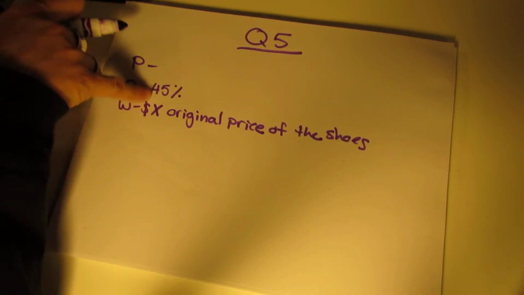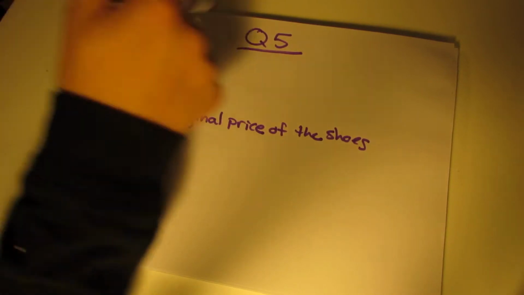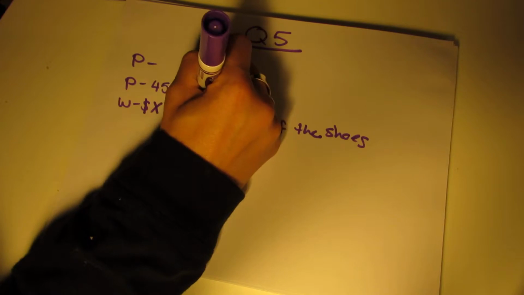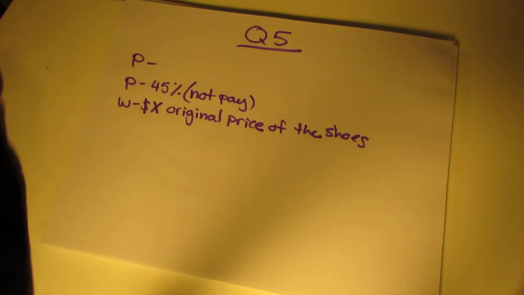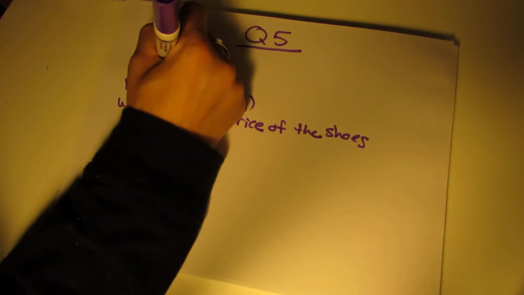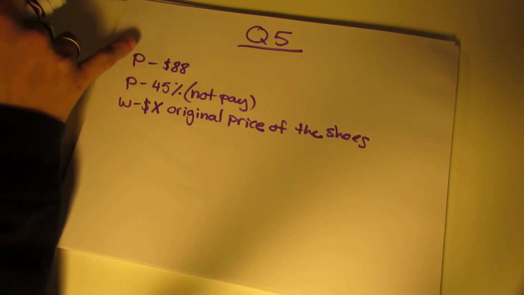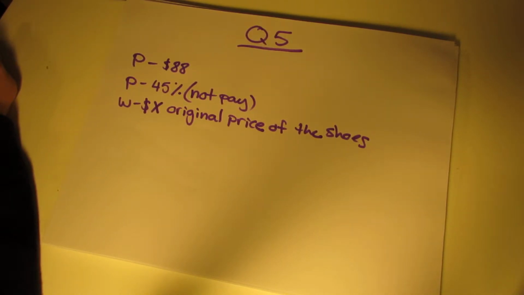So I'm going to say 45% off. That means that's 45% that I'm not paying for. So you can write not pay. You're not going to pay 45% because that's off the price. Now it says the sale price is $88. Okay, that's going to be a part because you're solving for the whole, so that must be your part. Now, that's on sale for $88.